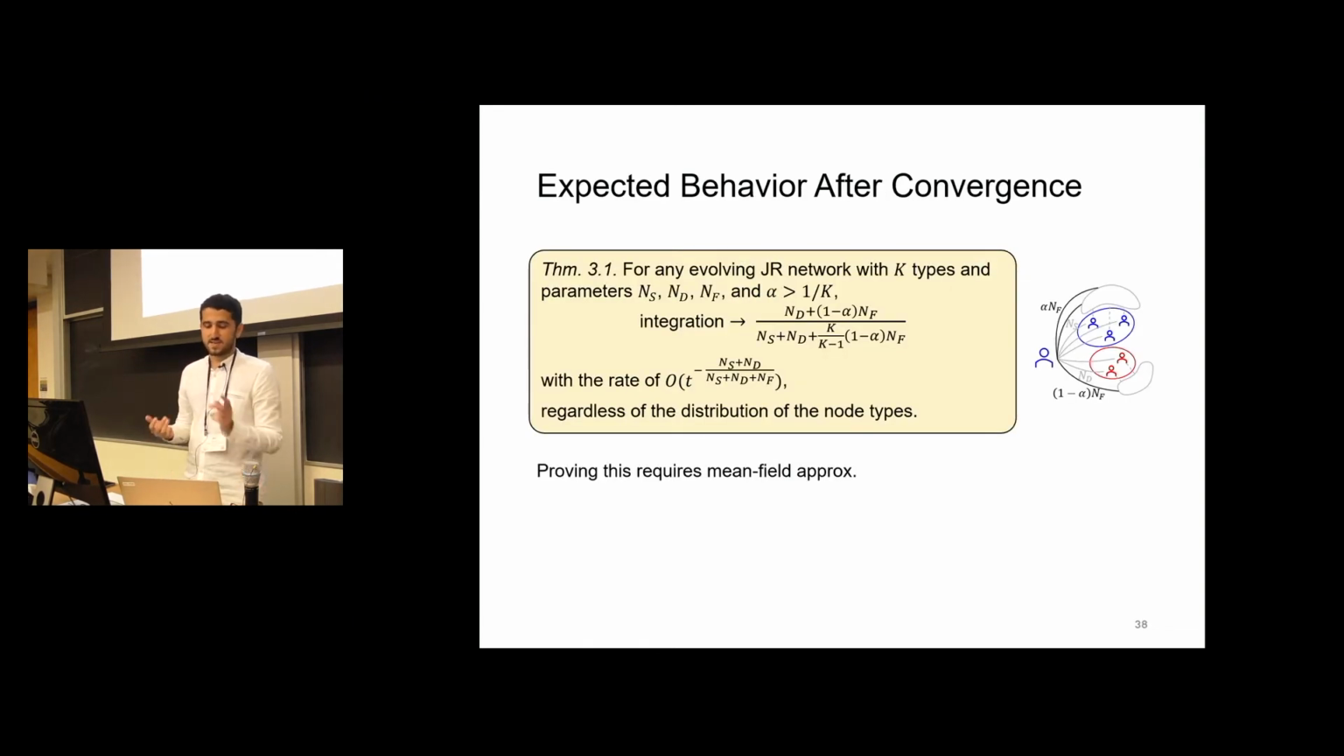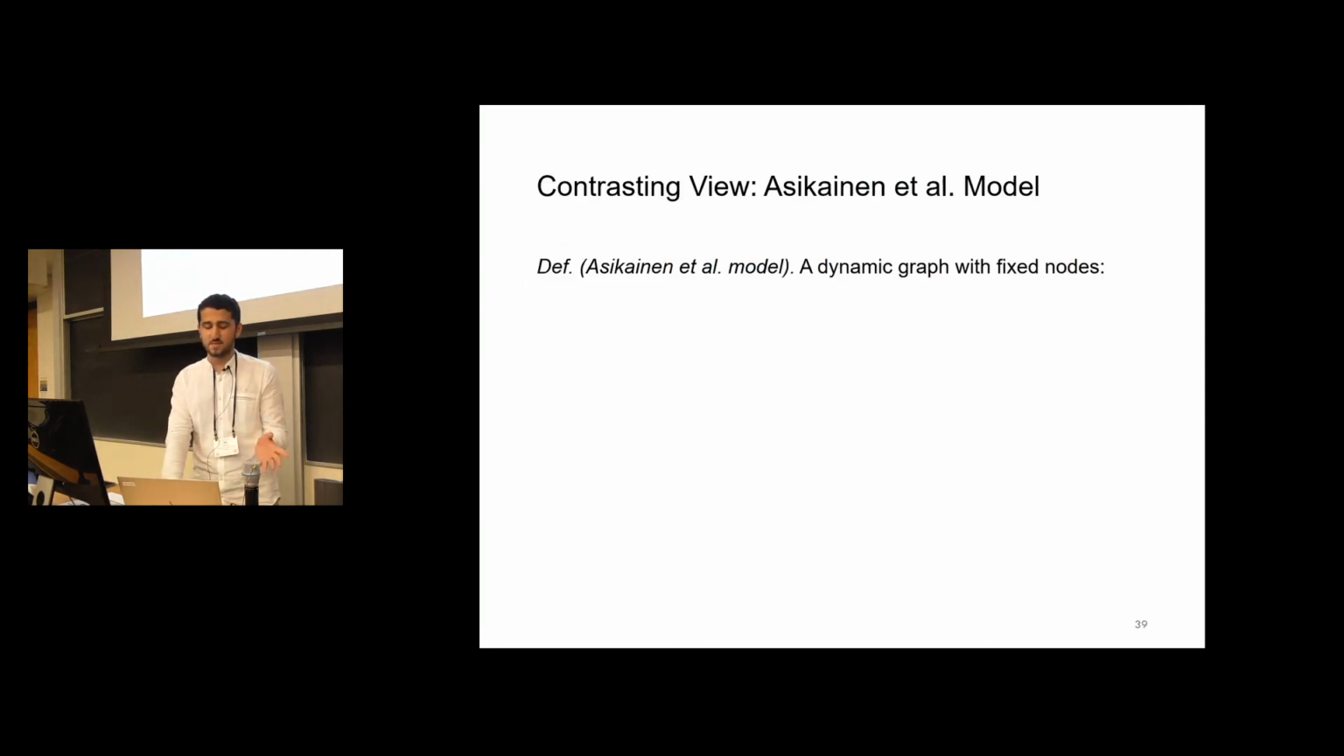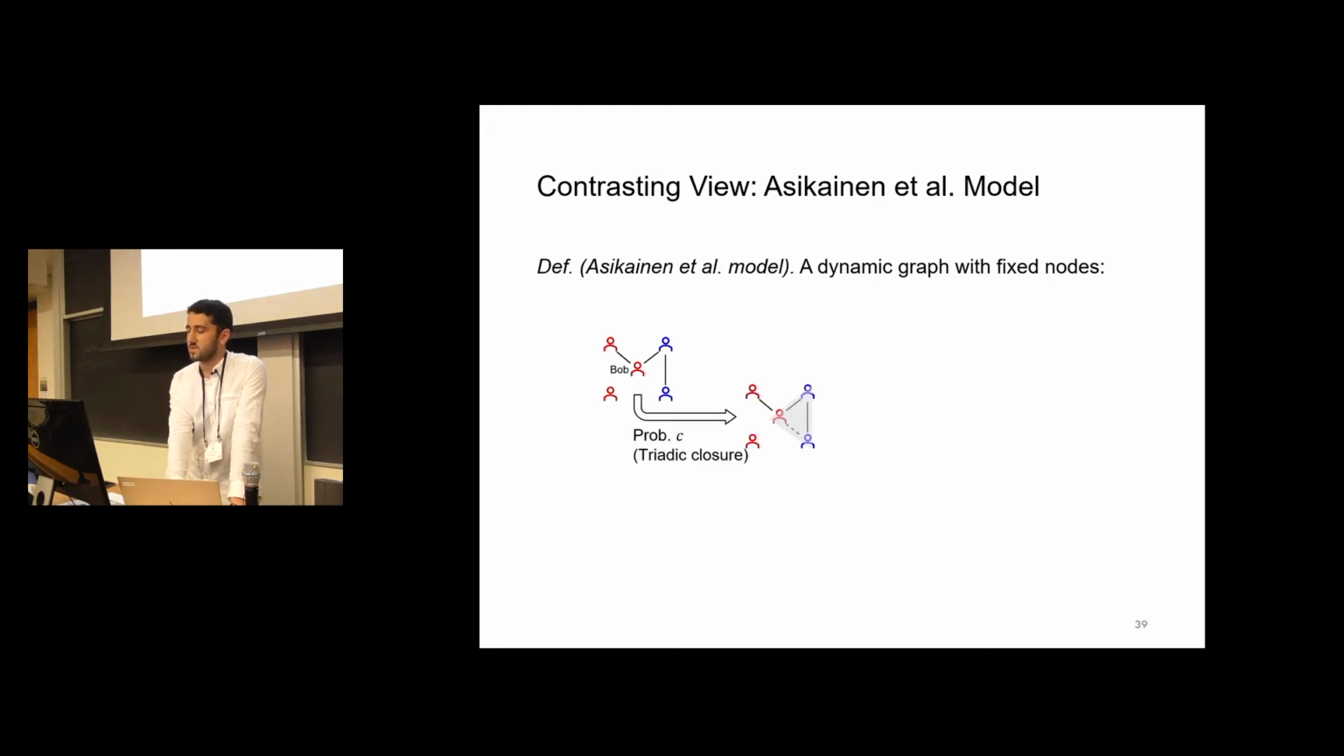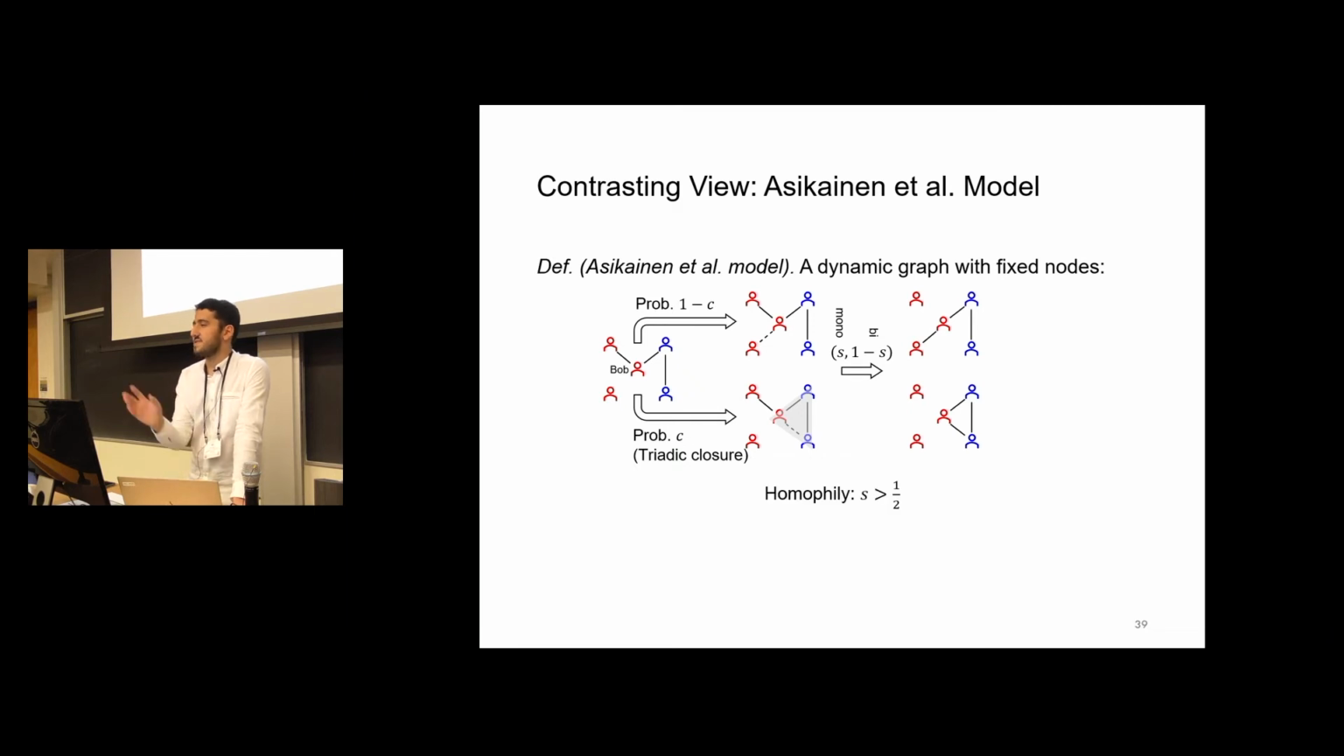So far, I discussed the stochastic block model and the Jackson-Rogers model, and we obtained counterintuitive results. But our results are not only counterintuitive, they are actually against a recent mathematical study by Asikainen and others. They also have a dynamic model. Let's say this is the graph. Bob is randomly selected to create a new edge. He has two options. With probability C, he will find a candidate neighbor by triadic closure, and with probability 1 minus C, he will randomly select someone to be a friend. Depending on whether this new edge is going to be monochromatic or bichromatic, the probability that this edge is going to be formed will be S or 1 minus S. S here accounts for homophily, so if S is larger than half, we have homophily.